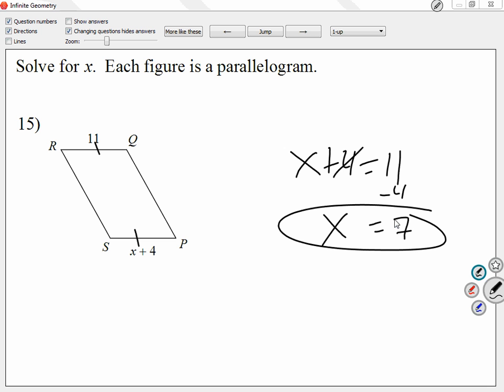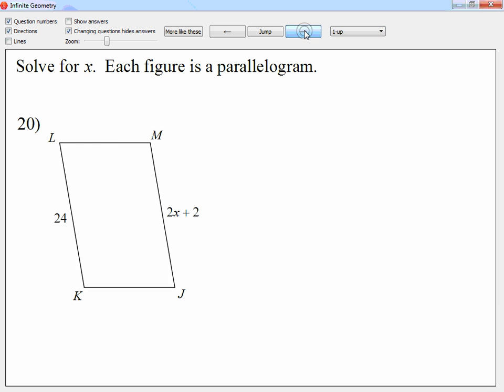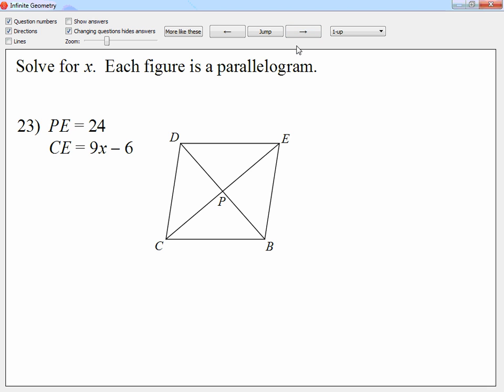If you notice for sides, just because RQ is 11, I have no idea how big QP is. QP is right here. Adjacent sides have no relationship at all. I can't find it. I don't have enough information. Opposite sides, we can do it. Adjacent sides, we cannot. Only opposite sides. So this part will be pretty simple. I think you can do those up until 22. Any questions up until 22?